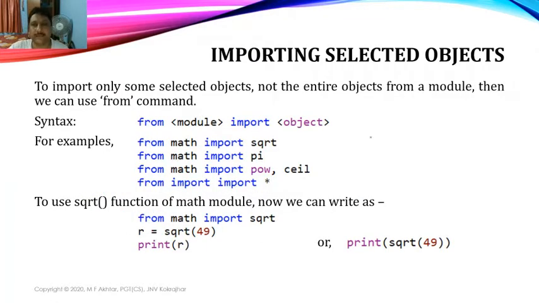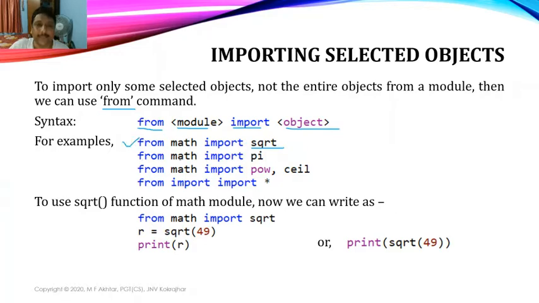Importing selected objects. Now we are going to import only the selected objects which we need in our program. To import only some selected objects, not the entire module, we can use the from command. The syntax is from, then the module name, import, then the objects. For example, from math import sqrt. If we need only the square root function of the math module, then we can import only the sqrt function from this math module using a command like this.